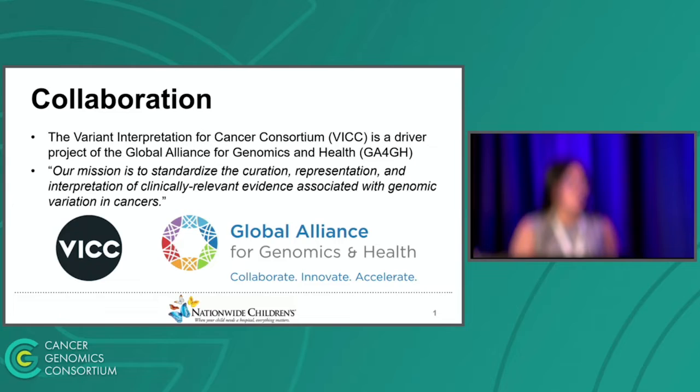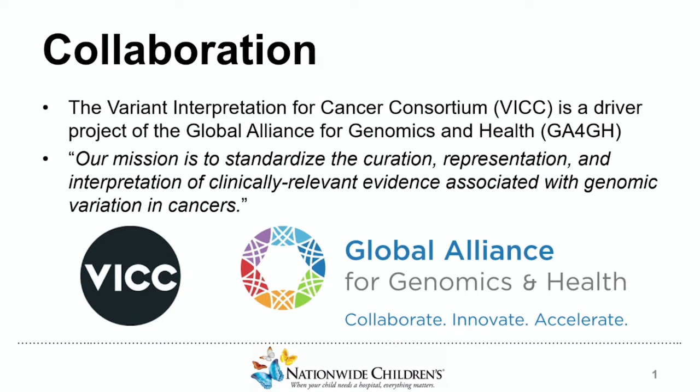So this is a project under the Variant Interpretation for Cancer Consortium, also known as VICC. And VICC is the driver project of the Global Alliance for Genomics and Health, also known as GA4GH. And the mission is to standardize the creation, representation, and interpretation of clinically relevant evidence associated with genomic variation in cancers.